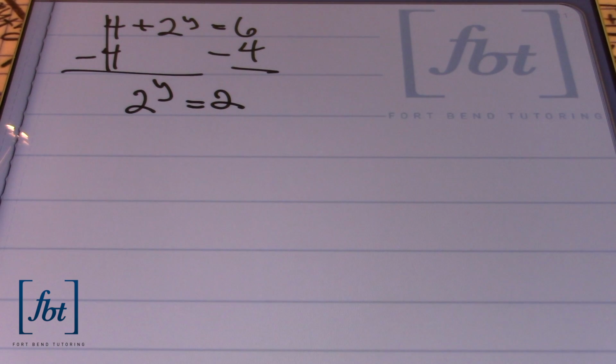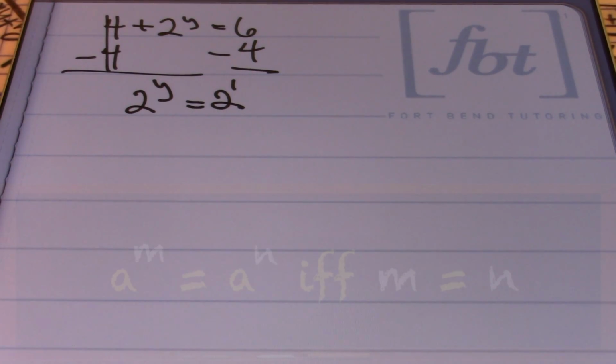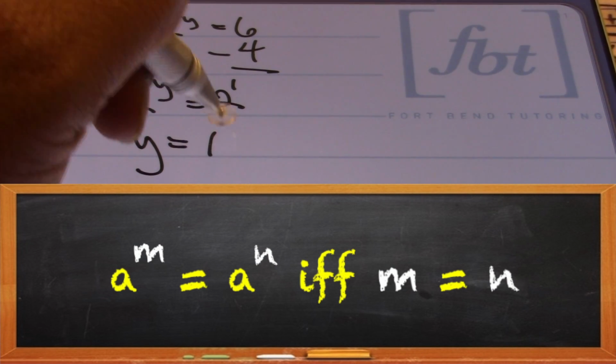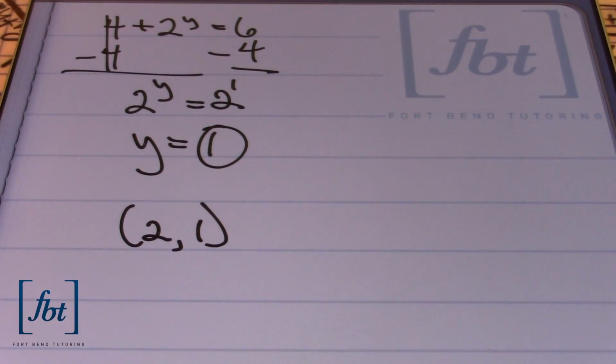Notice that I have 2 to the y equals 2. This 2 is to the first power. Using our exponential properties again, y must equal 1. The problem is over. The x value is 2. The y value is 1. This is the point of intersection for problem number 3, ladies and gentlemen.